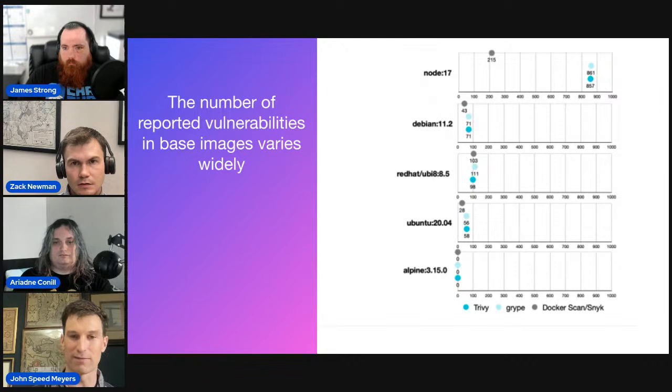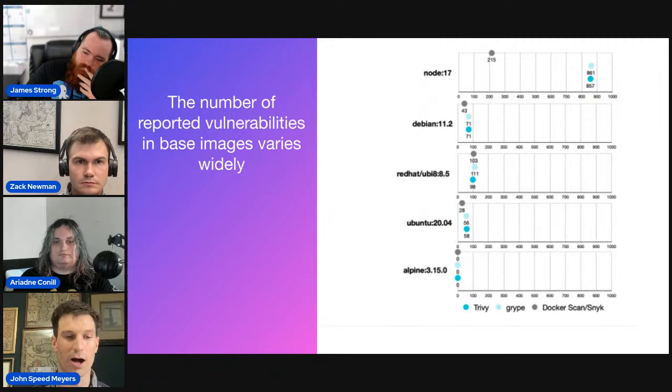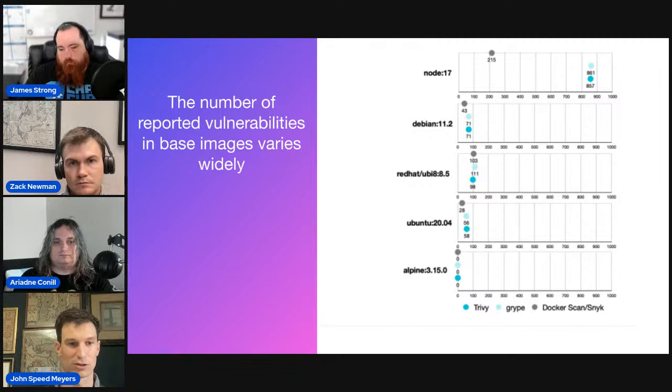At the very top, you'll see that this Node base image, node:17, no matter the scanner, there were hundreds of reported vulnerabilities. Again, like Zach said, that doesn't mean that these all affect your application, but if you're a diligent security team that is security conscious, you have some sort of sensitive data or sensitive computing resources, you potentially have to wade through hundreds of reported vulnerabilities to make a decision about what to remediate and what to patch. So that's a lot of security debt. It's a bummer. 861 things to sift through is really difficult for anyone. It's a nightmare. You don't want to do this.